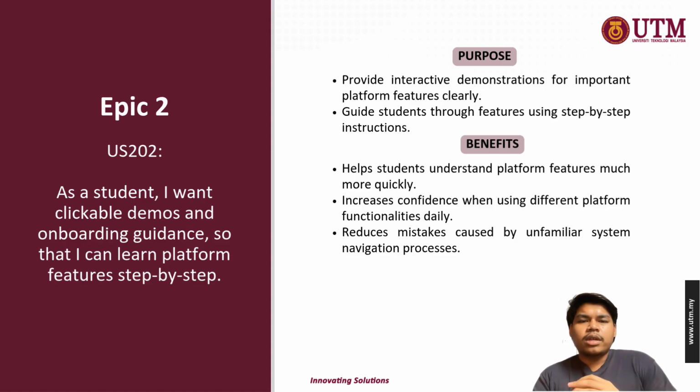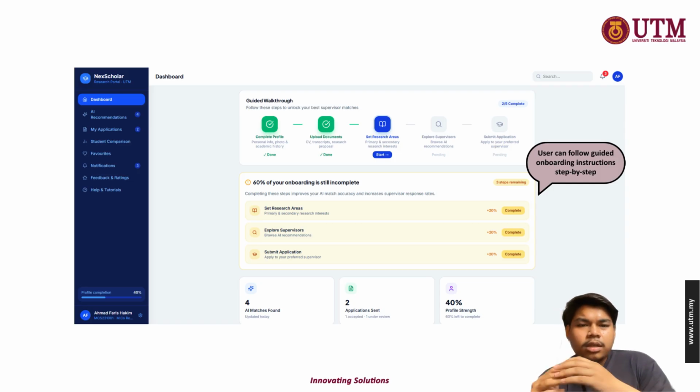The second user story is 202. As a student, they want clickable demonstration and onboarding guidance so they can learn platform features step by step. The purpose is to provide interactive demonstration instead of only written instruction. This helps students understand the system more quickly, increase their confidence when using different features, and reduce mistakes caused by unfamiliar navigation. Here is the prototype for user story 202.